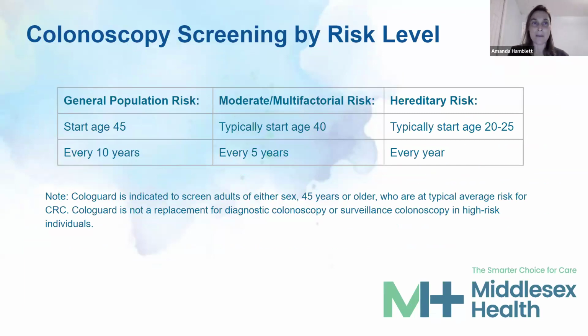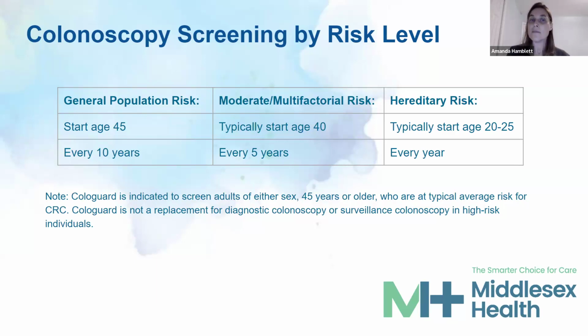So this is an example of screening by risk level. As Kelly mentioned, in the general population, we start colorectal cancer screening at the age of 45. Typically, it's done every 10 years. Because it typically takes a polyp about 10 years to turn into cancer, if we do the colonoscopies every 10 years and take out the polyps, we can effectively reduce the chance that person would develop colorectal cancer.